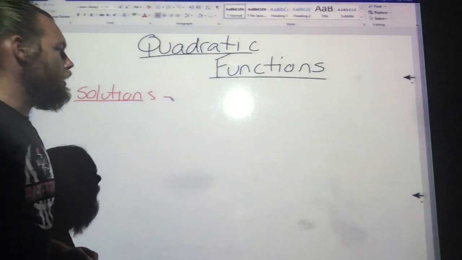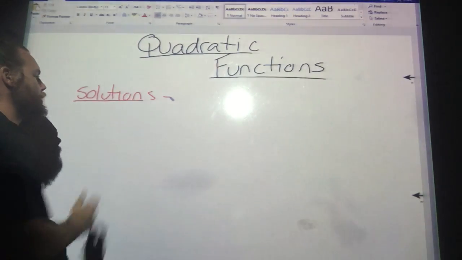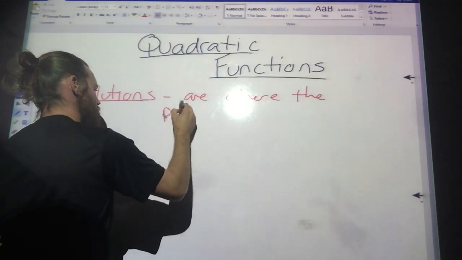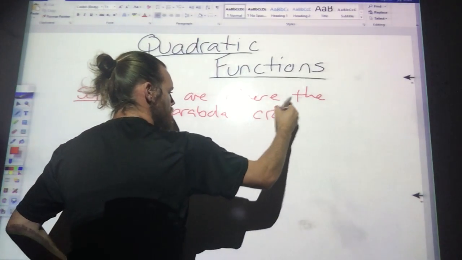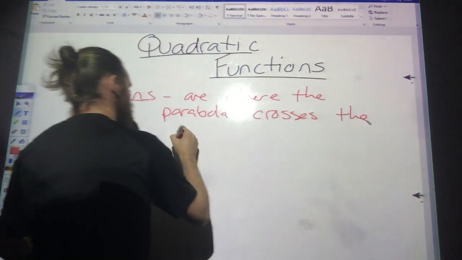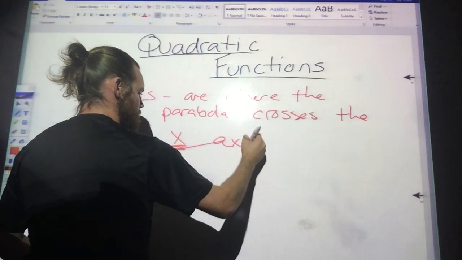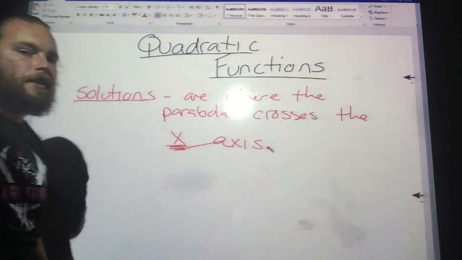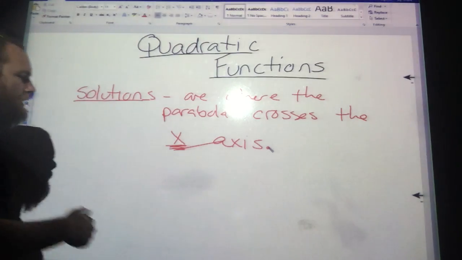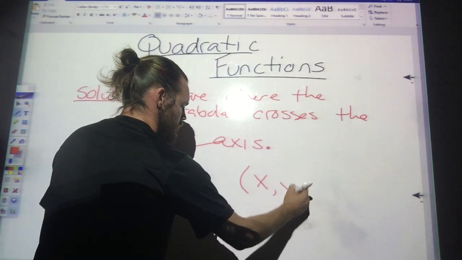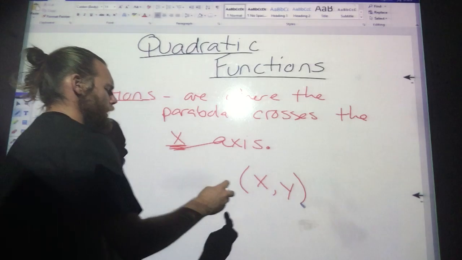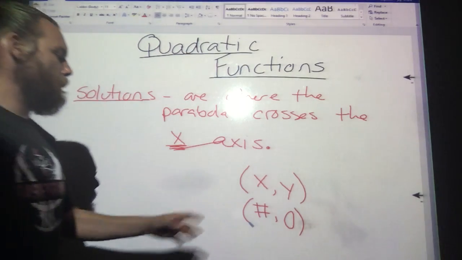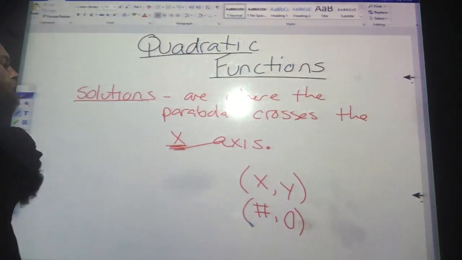So the solutions to a quadratic function are where the parabola crosses the x-axis. Okay, very important. These solutions to a quadratic function are where the graph crosses the x-axis, represented by the point (x, y), where x is a number and y is 0, okay. This represents the solutions to a quadratic function.